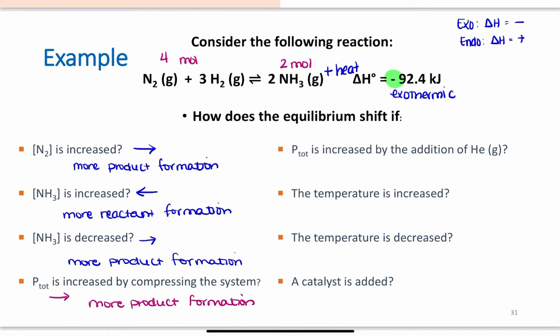What if the total pressure is increased by the addition of helium? Helium is a gas, but helium is also non-participating. So no change. What if I increase the temperature? It's an exothermic reaction. I increase the temperature. It's going to move back towards reactant formation.